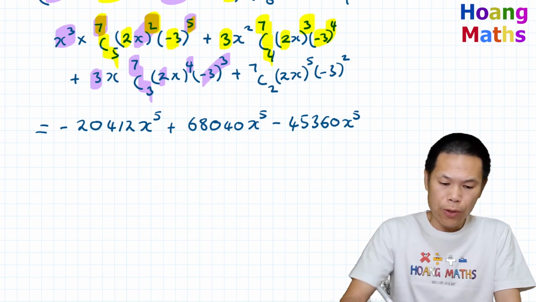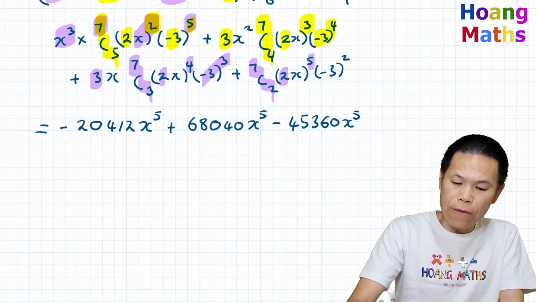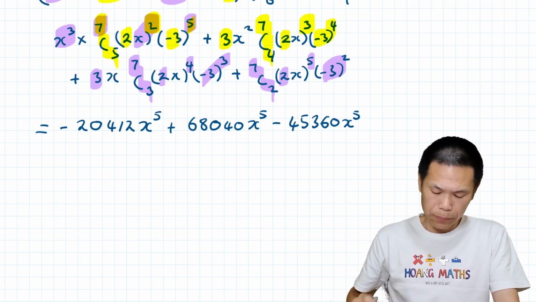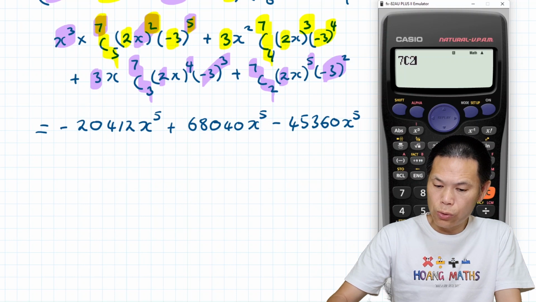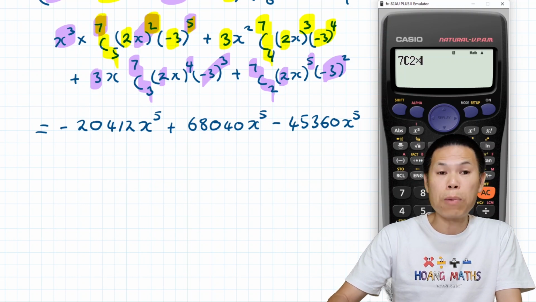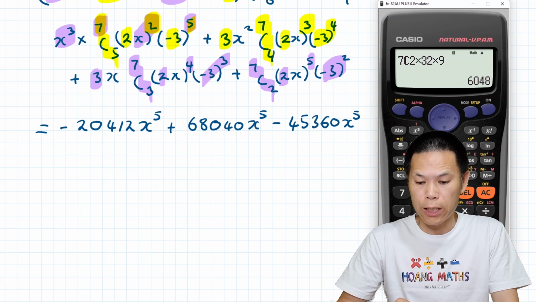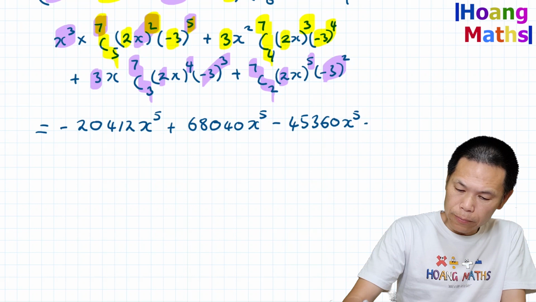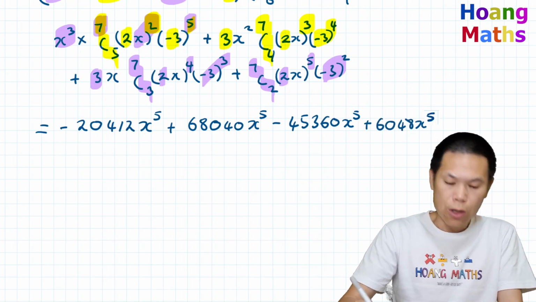And then the last term, we just go 7c2 times 2 power 5 and times 9 if you like. Let me just quickly work it out. So just go 7c2 times 2 power 5 is 32, and then we times 9 because negative 3 power 2 is 9. So 6,048, and we add 6,048 x power 5. So there you go.